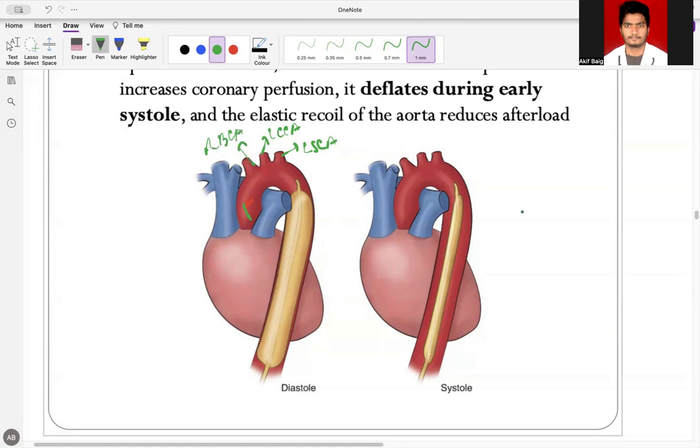Usually the balloon pump is sent from the right femoral artery and kept just below the left subclavian artery. Why? Because if you keep the balloon above the left subclavian artery, whenever the balloon gets inflated, the artery may get compressed or obliterated and there could be decreased perfusion to the left arm.